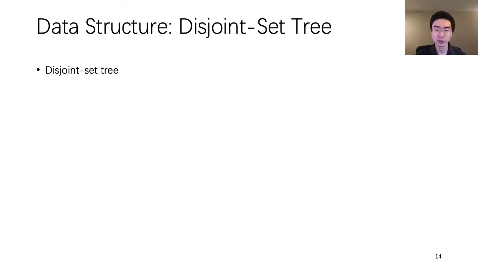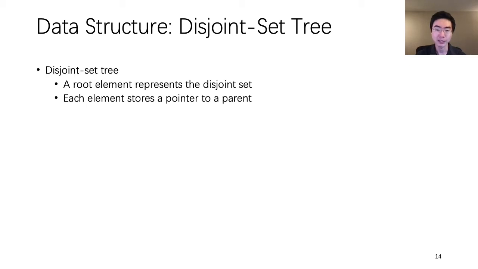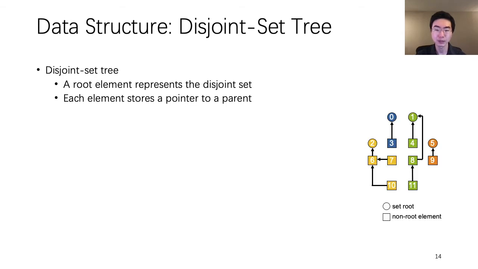In the literature, a disjoint set is usually represented by a tree structure called a disjoint set tree, with every element being a tree node. Every disjoint set tree has a root element as a representative of the entire set, and each element stores a pointer to a parent. The right figure shows an example consisting of 4 sets. Every set has a root, which is the smallest element in the set.